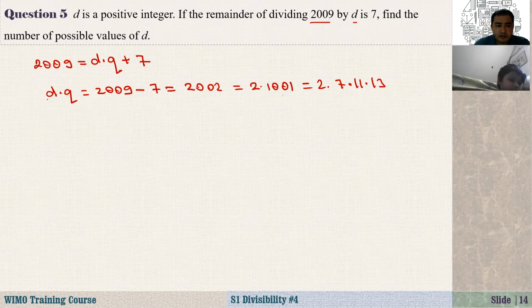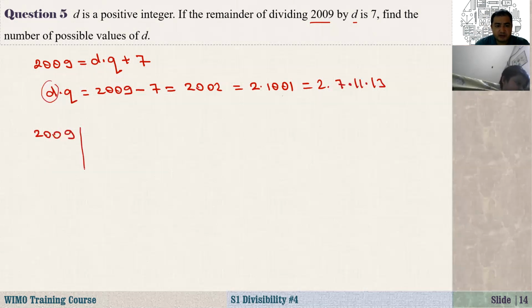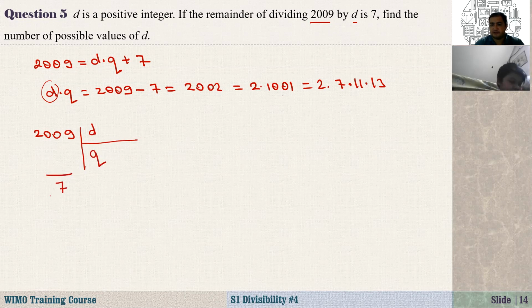Now, if you look at the left-hand side, what's going on here, Carol? Here we have 2009, and we are dividing this by D, and our quotient is Q. And here our remainder is 7. We know that this remainder must be less than D. That means that D must be greater than 7. Otherwise, 7 cannot be the remainder. So what can D be here?